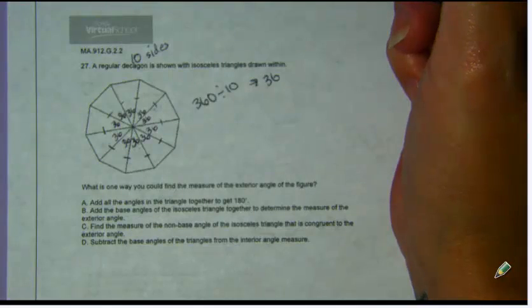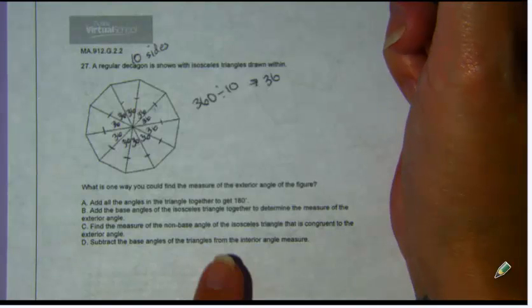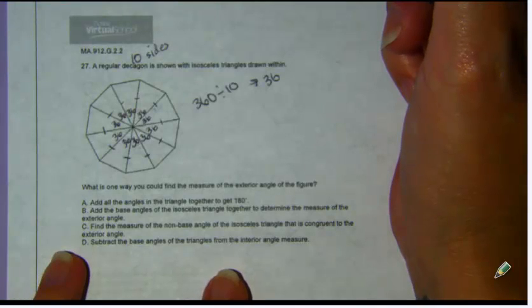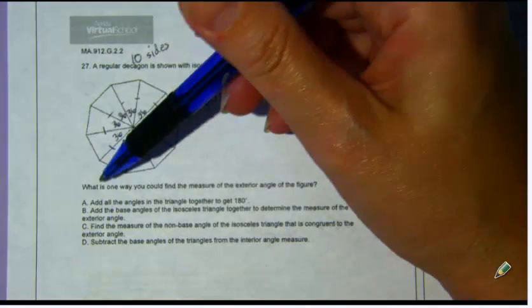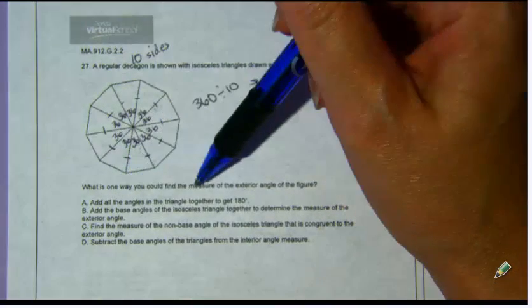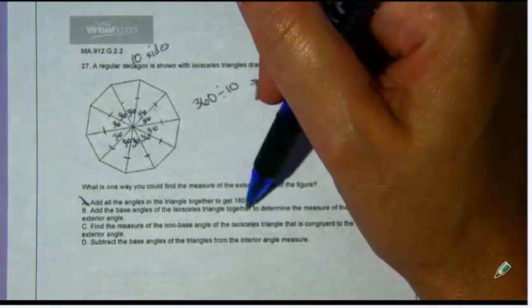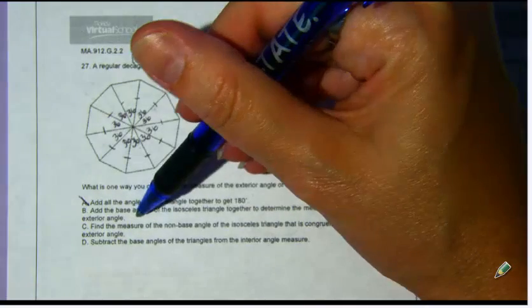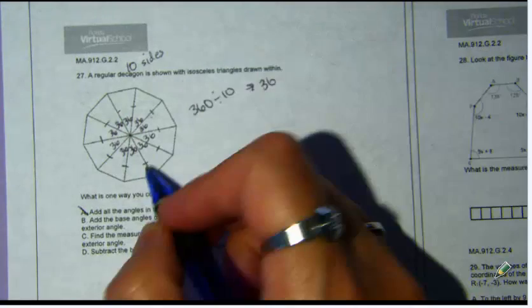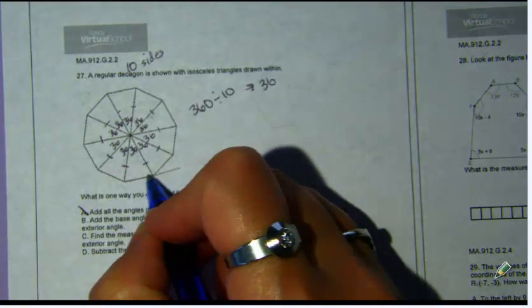Actually, let me reread these. Okay, we have add all the angles in the triangle together to get 180. That's not going to help us find an exterior angle at all. Okay, add the base angles of the isosceles triangle together to determine the measure of the exterior angle. The exterior angle comes out like this.